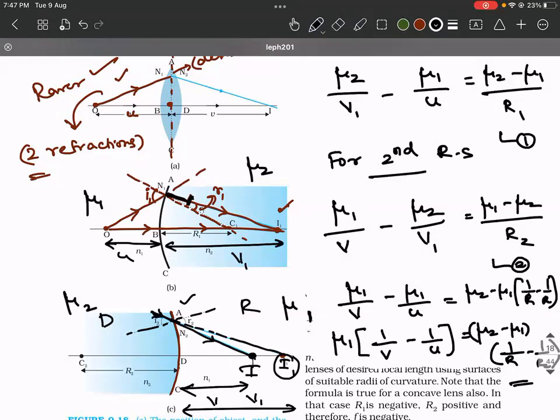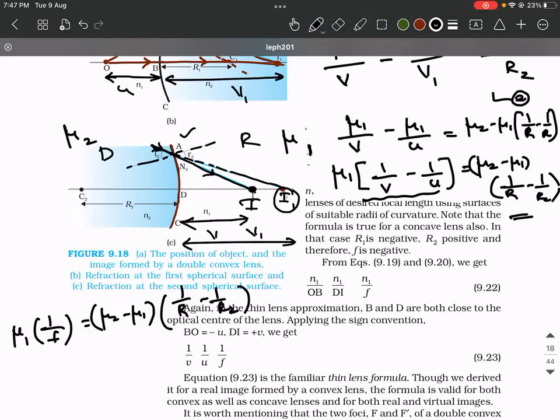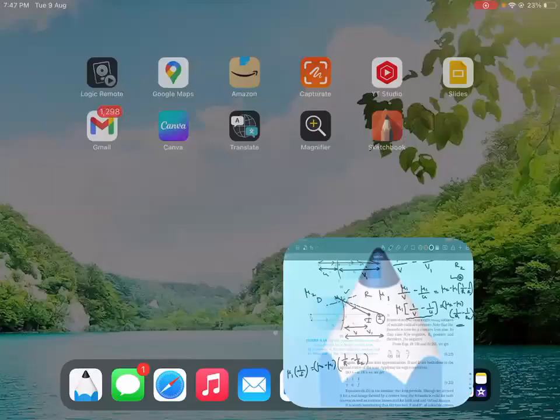Done. Now listen to this. So when I have mu1 into 1 by v minus 1 by u, what is that? It is 1 by f, according to Lens formula, equal to mu2 minus mu1 into 1 by r1 minus 1 by r2. Okay, let me write this again.